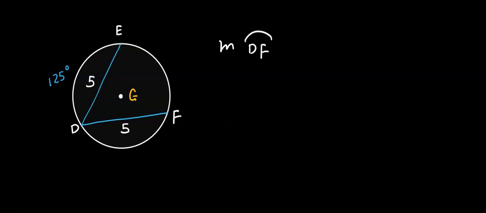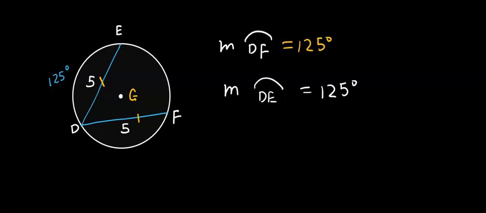This question is going to be really quick. It asks us what is the measure of arc DF. It gives us that the measure of arc DE is 125 degrees. It also gives us that DE chord and DF chord, these two chords, are congruent. We can say the measure of arc DF is also 125 degrees.